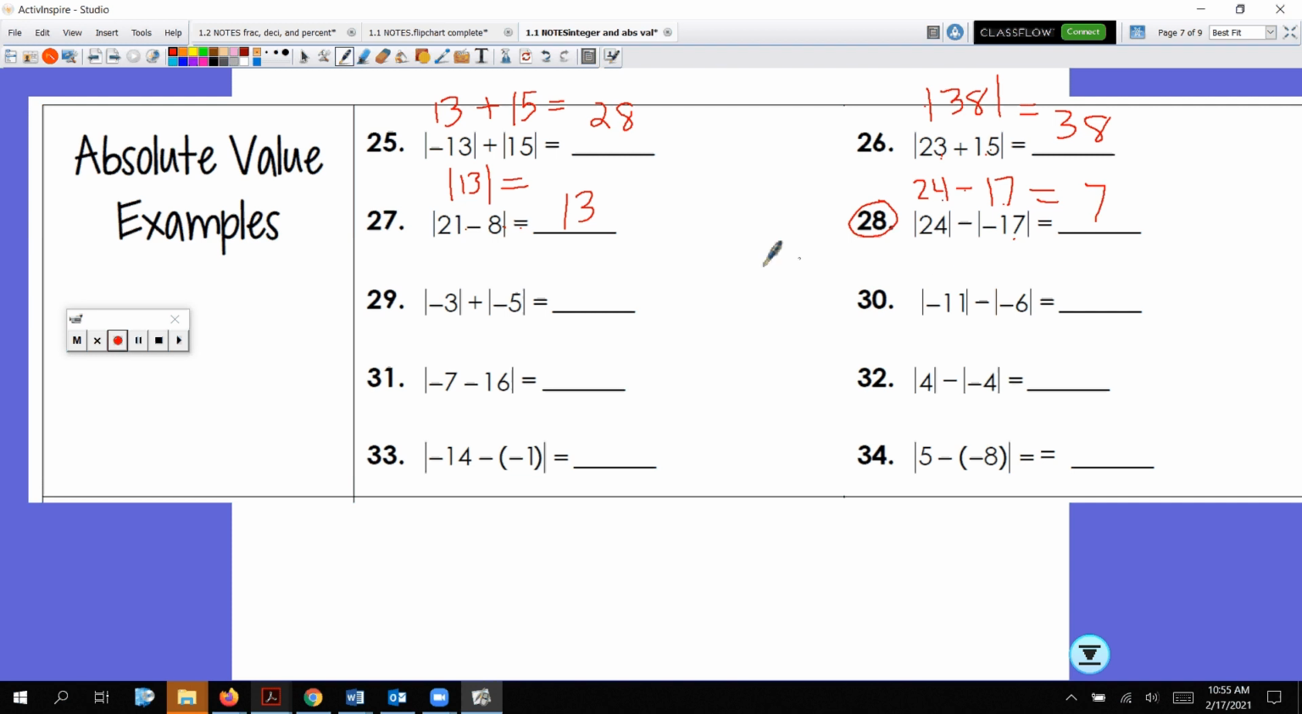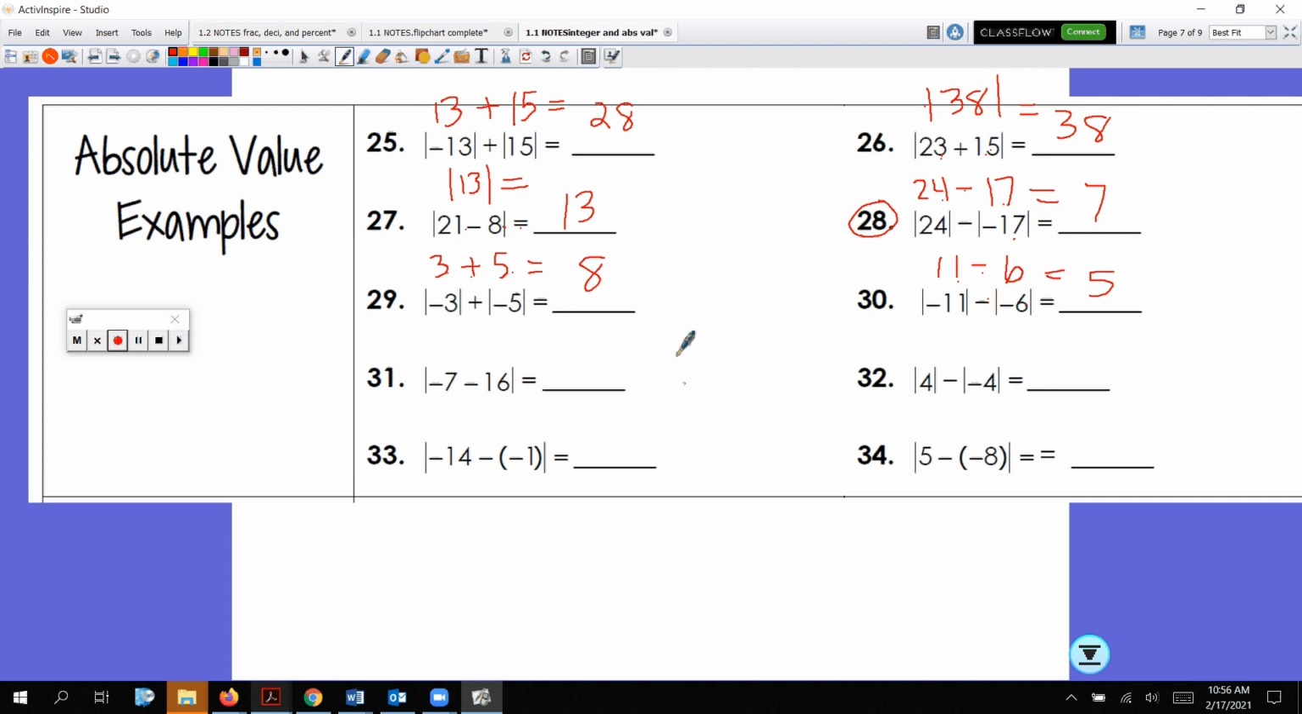Okay, so for number 29, I have the absolute value of negative 3, which is positive 3. The plus sign is not in the bar, so that's going to come up. The absolute value of negative 5 is positive 5. So now I have 3 plus 5, which is 8. In number 30, the absolute value of negative 11 is positive 11. This subtraction sign is not in the bars, so I'm going to write it down. The absolute value of negative 6 is positive 6. Now I have 11 minus 6, which is 5.